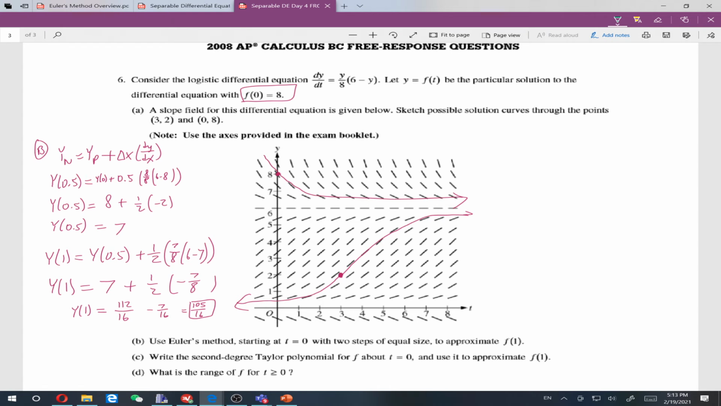Change colors here. I forgot. Do you remember from the formula sheet what our equation for a Taylor series is?